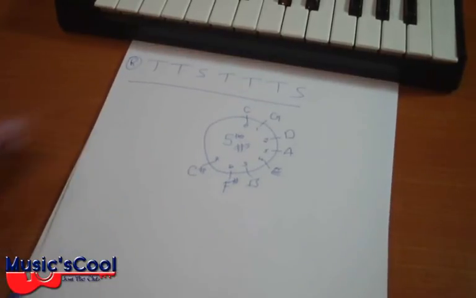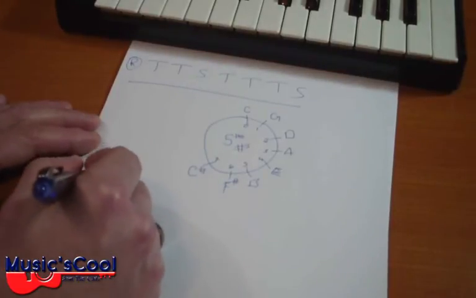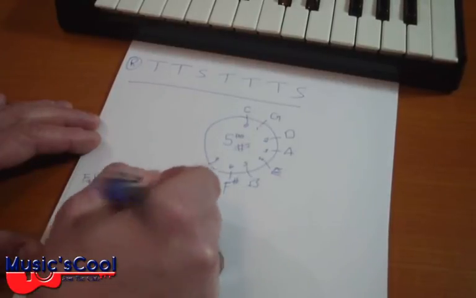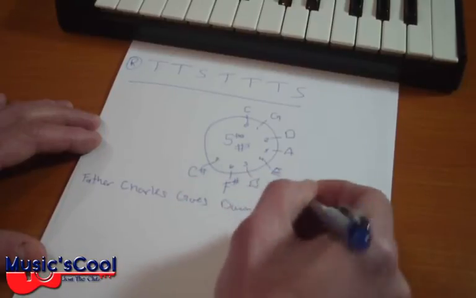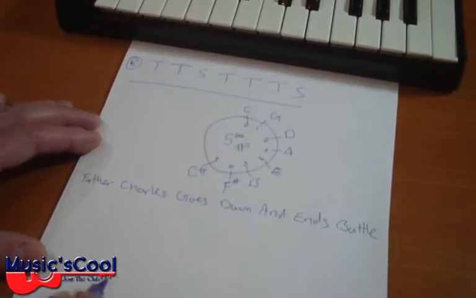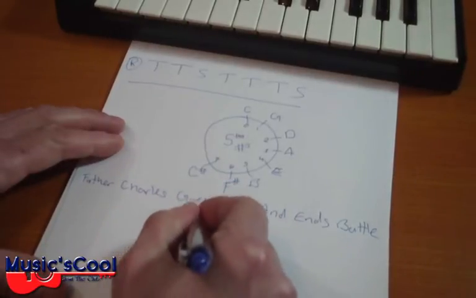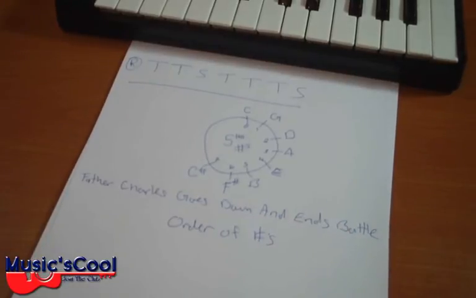And music is full of cheesy little rhymes and phrases to help you remember the order of things. Here's another one for you. It goes like this. Let me just write it down here. Okay. Father Charles goes down and ends battle. Okay, this is referred to as the order of sharps. And I'm just going to write that right here. Order of sharps.